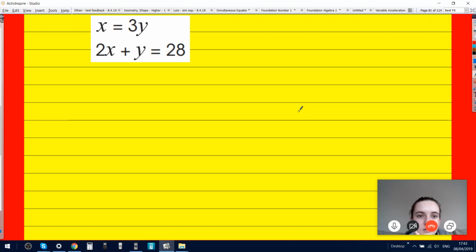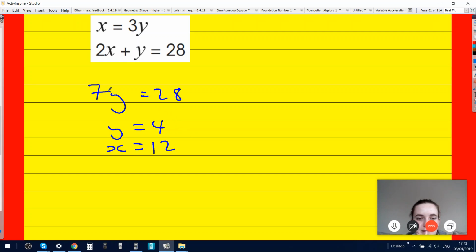So 7y equals 28, and y equals 4. Then x equals 12. Yep.